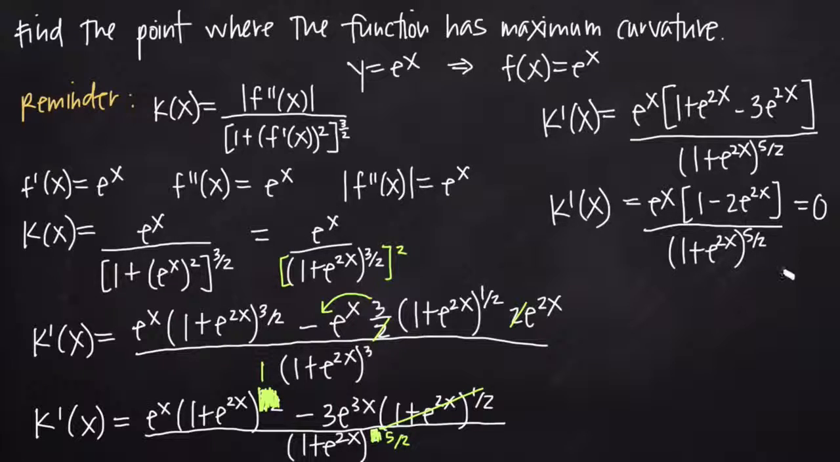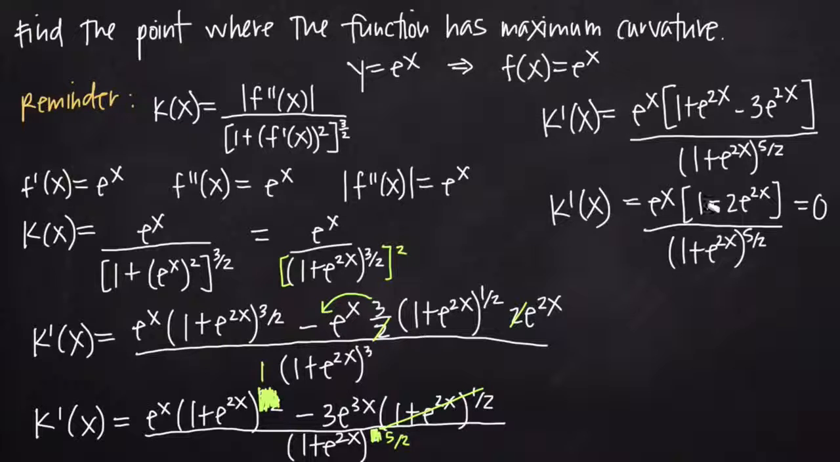We want to find the points where this function is equal to 0, because that's going to give us the critical points of our curvature function. So setting this equal to 0 means we're looking for the numerator to equal 0, because if the numerator equals 0, then we get 0 over something, which is going to give us, of course, 0. If we set the denominator equal to 0, it means the function's undefined, so we're really looking at points where the numerator is equal to 0.